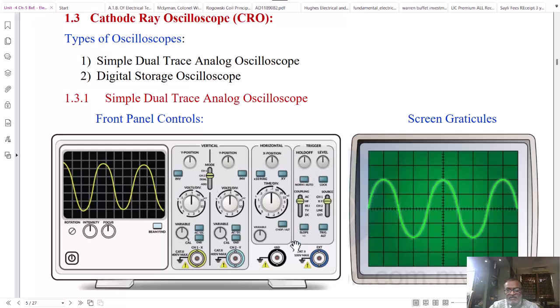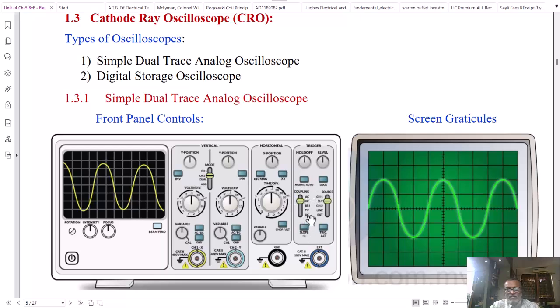Whereas if you see the third section, there is a trigger section. The trigger section is a very important section which is used to synchronize the plotting on the screen with respect to some reference point. And that reference point on the waveform will be decided by a level knob. By the level knob, we are able to generate a trigger signal so that the waveform plotting will be started on the screen from that point.